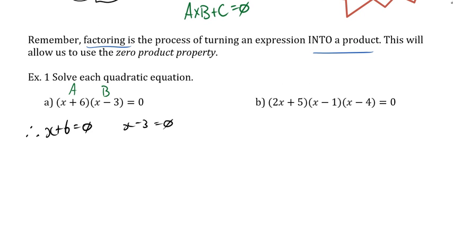Yes? No. Don't both x's have to be 0 for this? No. 0 times 10 is 0. I know, but isn't it like x times 3? No. No.